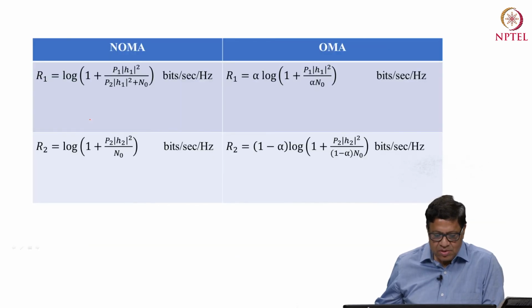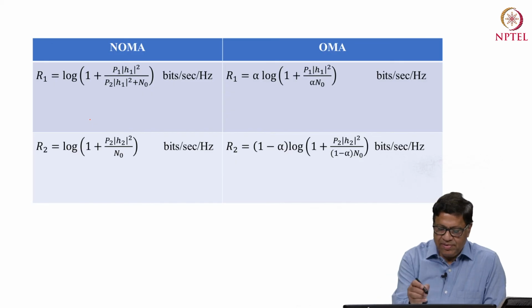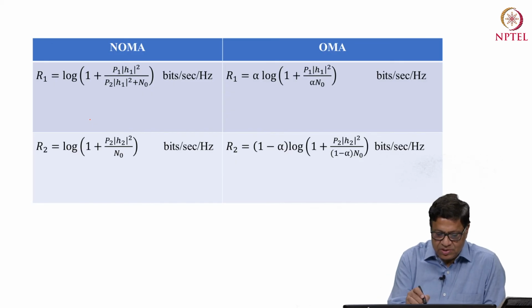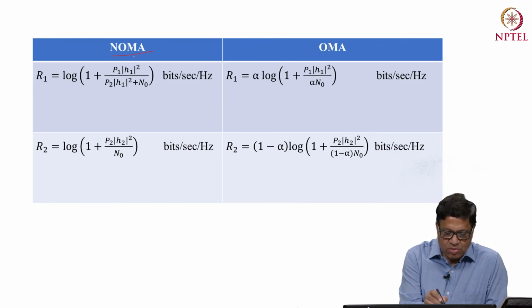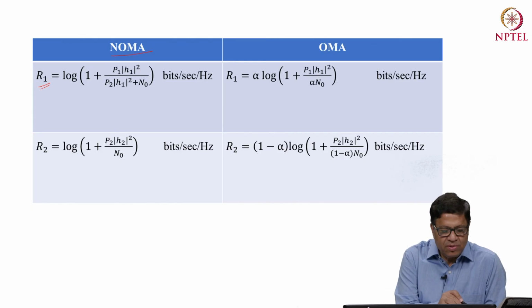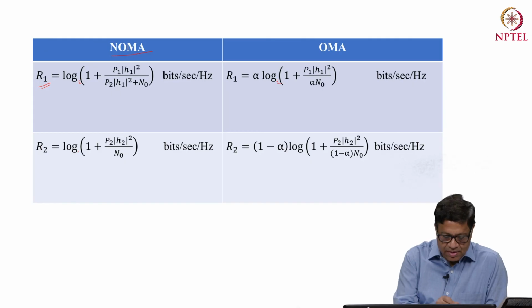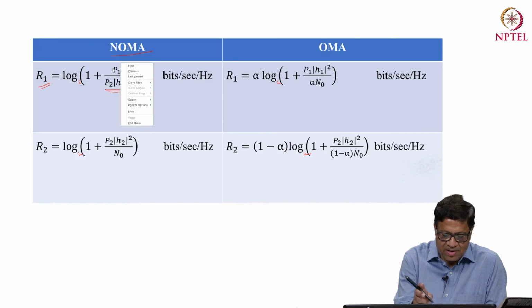So just to briefly compare this OMA scheme and NOMA scheme. So this is NOMA, the R1 rate of user 1, this is for two users, log to the base 2 everywhere, is given by 1 plus P1 H1 square divided by P2 H1 mod square plus N naught, because this is interference and this is the signal of user 1. So this is bits per second per hertz.